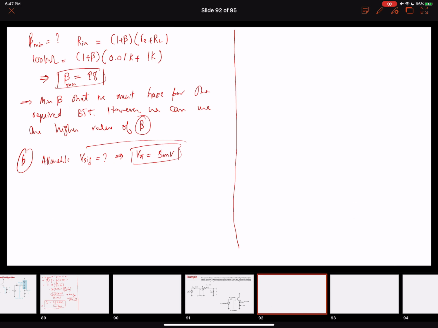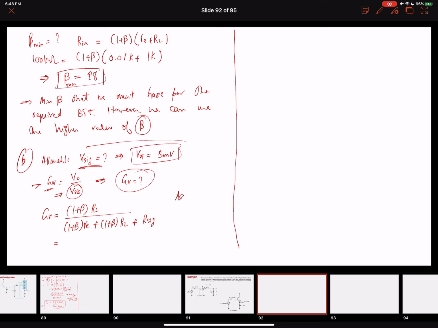All right, now we want to find the allowable value of the voltage swings. If you remember, your overall voltage gain was V naught over V sig. So to determine the allowed value of V signal, you can find the value of Gv. Let's first find this overall voltage gain. I'm going to use the formula that we derived earlier in the common emitter configuration. Gv equals (1 plus beta) RL over (1 plus beta) RE plus (1 plus beta) RL plus R signal resistance. Here we can assume our beta value to be 100.